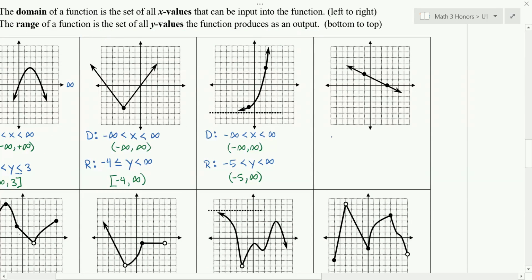Okay, how about this line? Domain from what to what? What's that? -infinity to infinity. It looks like the domain's always staying the same, doesn't it? And how about the range? This one's going to go as low and as high as we want, so -infinity to infinity.